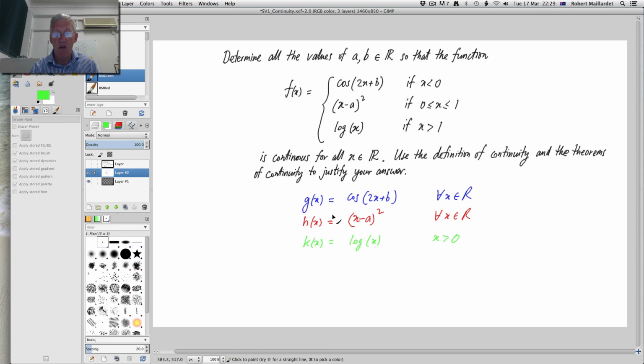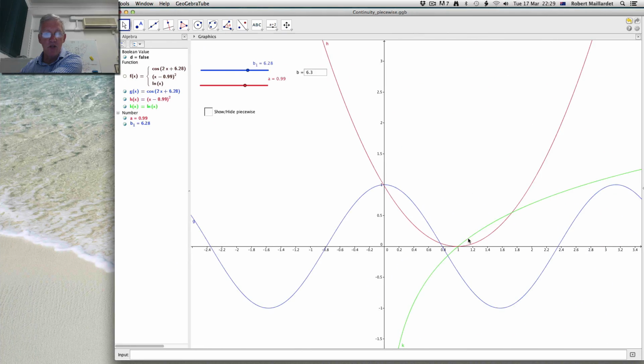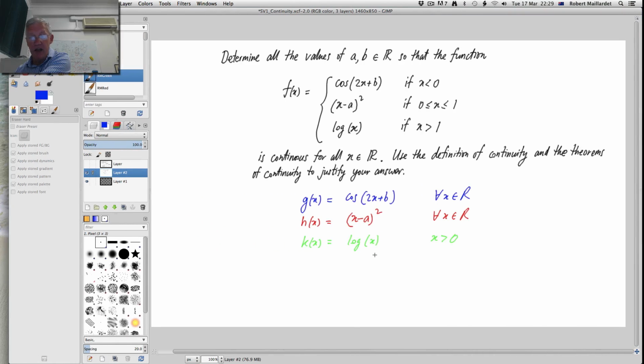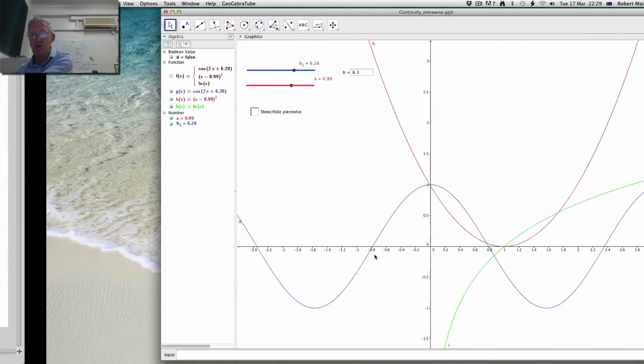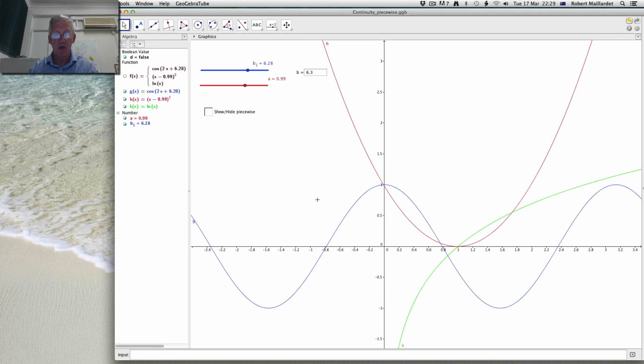And the function f is taking pieces of these functions here, and there is a little GeoGebra applet which will be on the website that you can play around with yourself if you wish, just to illustrate the piecewise nature of this function, and that's shown here. Just as I drew them out with their colours, the cos function is blue, the parabola is red, and the log function is green.